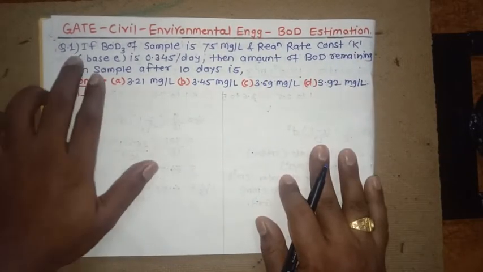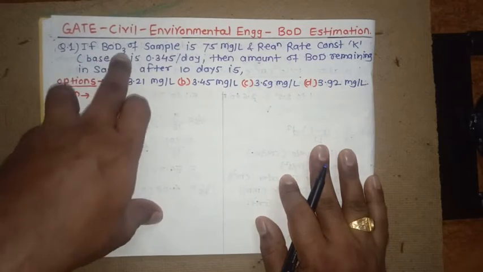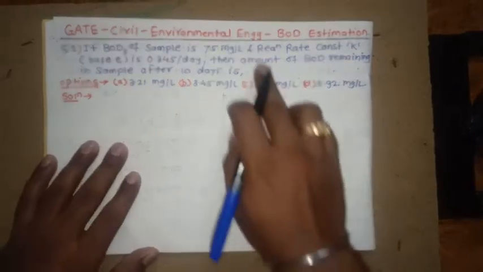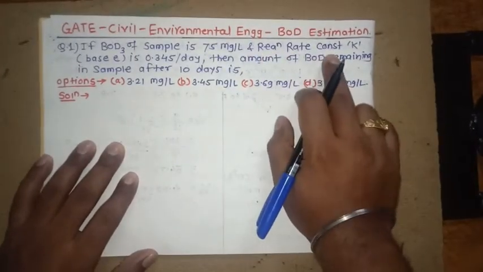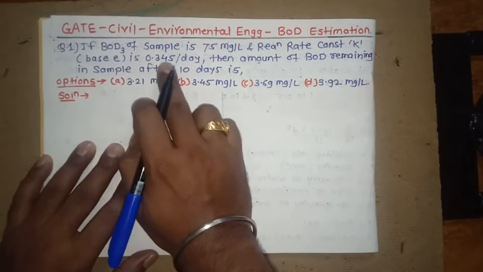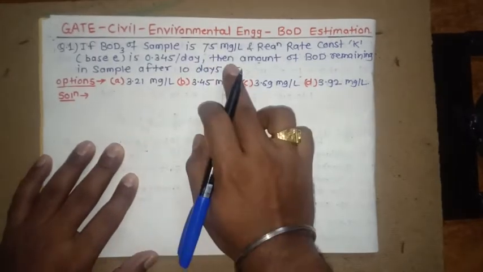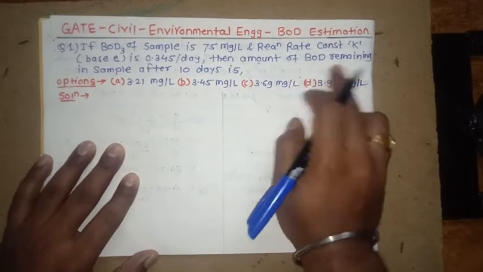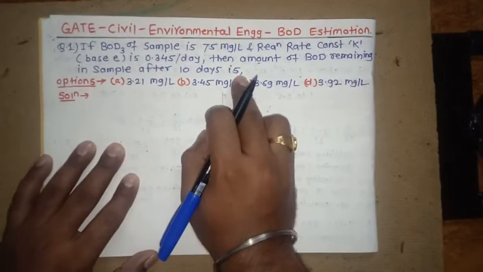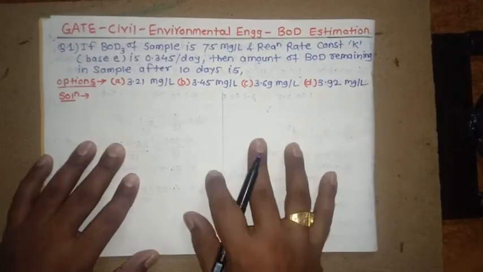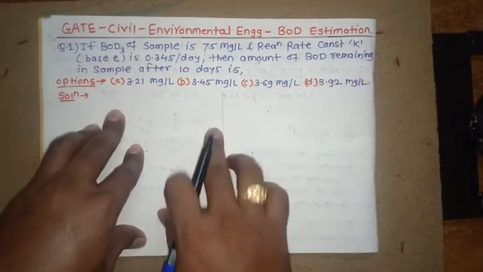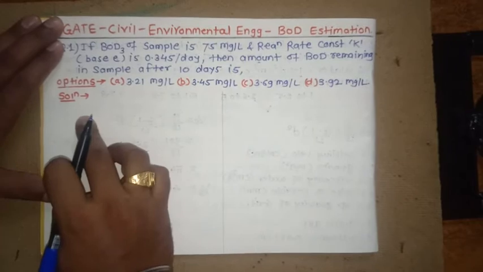So question number 1 is: if the BOD3 of a sample is 75 mg per liter and the reaction rate constant, that is K base E, is 0.345 per day, then the amount of BOD remaining in the sample after 10 days is, and there are 4 options. So we have to find out what is the remaining BOD after 10 days. Okay, so let's see the solution.